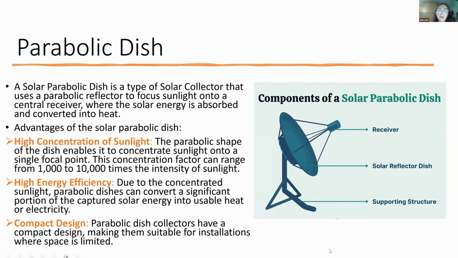For our powering system, we have decided to use a solar parabolic dish. The solar parabolic dish consists of the receiver, the solar reflector dish, and the supporting structure. The advantages of the solar parabolic dish are the high concentration of sunlight, the high energy efficiency, and its compact design.